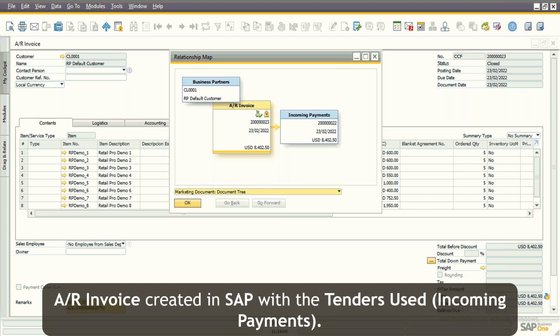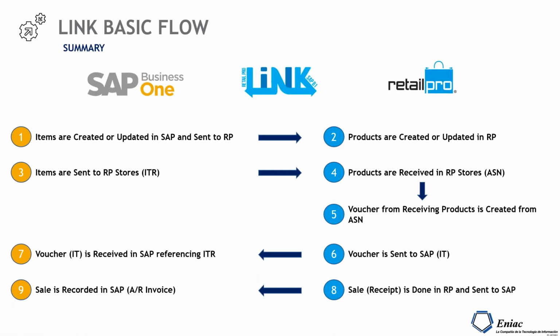Once we have the sale that we did in Retail Pro sent to SAP, we have again the inventory synchronized. Retail Pro diminishes the inventory of the product we sold, and SAP will do the same when we create the AR invoice. Okay, and this is the basic flow I showed you. I showed you the manual processing feature just for demo purposes, but everything that you saw will happen automatically, without any type of human intervention.